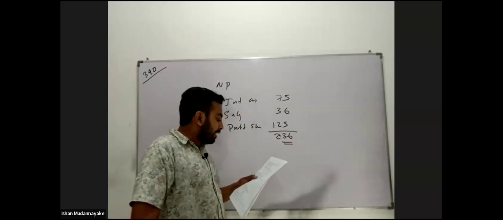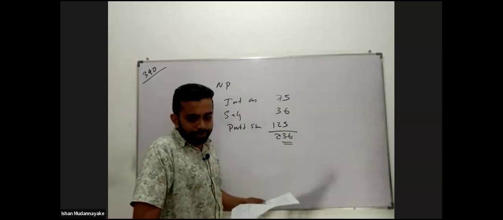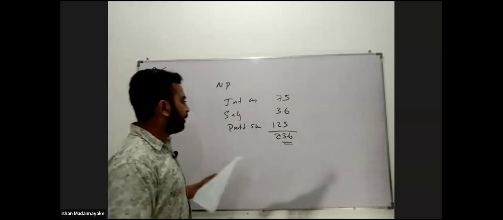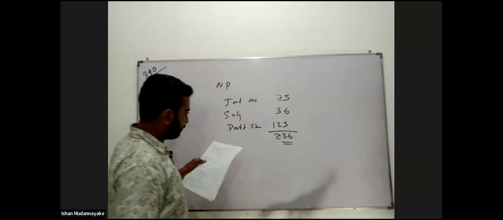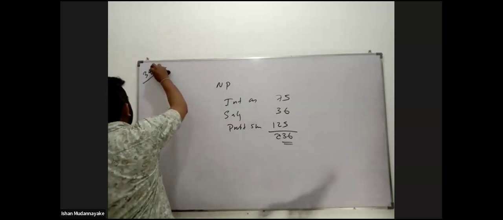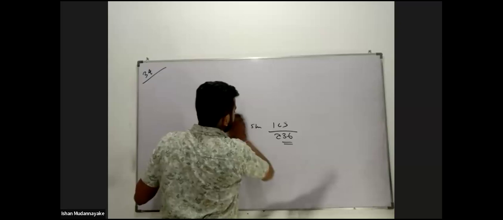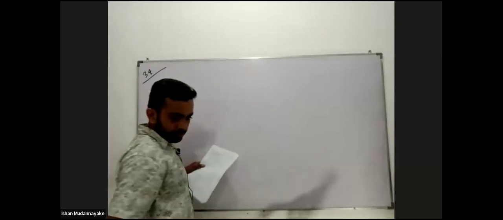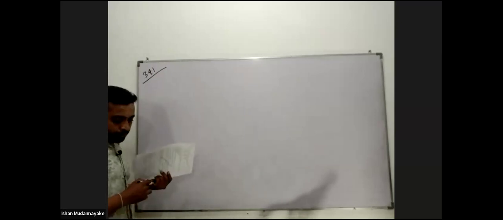Total equity as at 31st March 25. Total equity of the business. How to get the total equity? Question number 341. How to calculate the total equity of a partnership business?